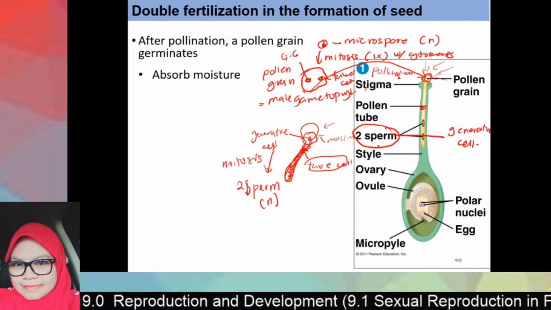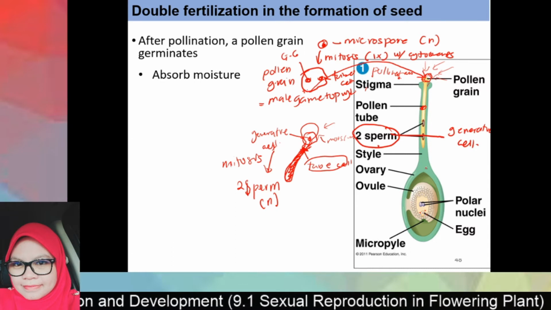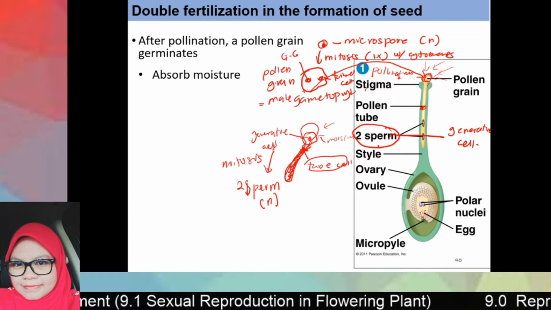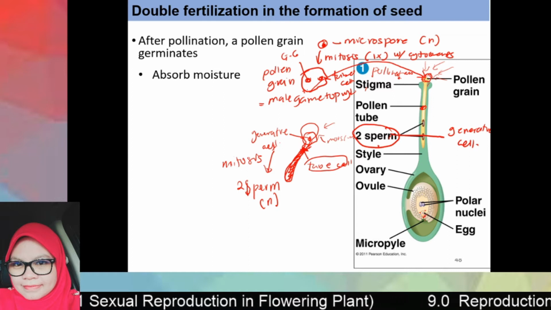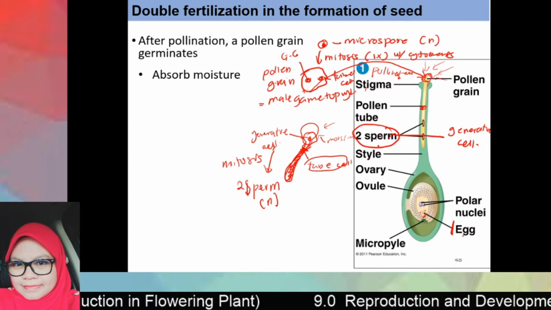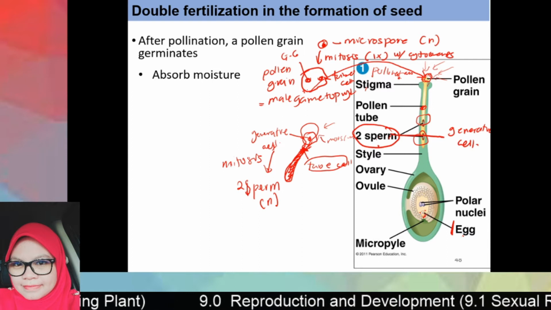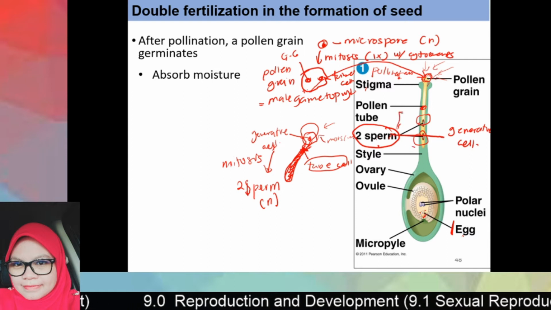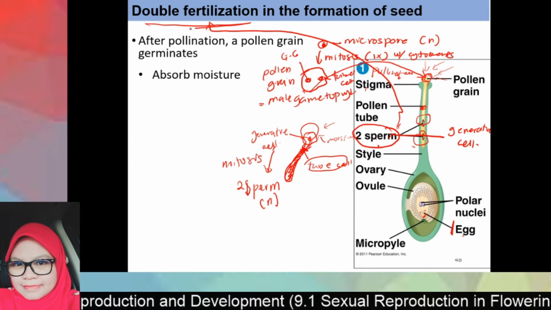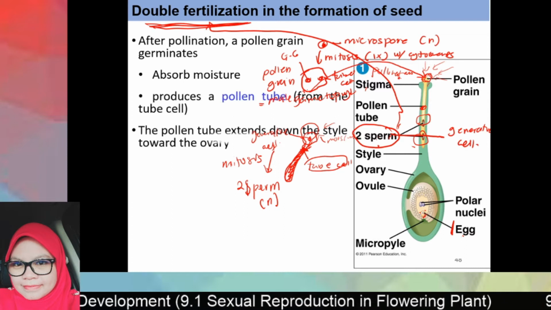And then we already have the egg within the ovule of the ovary. So we have the male gamete and the female gamete. But for the female gamete we have only one egg cell, while for sperm we have two. Since there are two sperm, the fertilization in plants is called double fertilization. How does this occur?